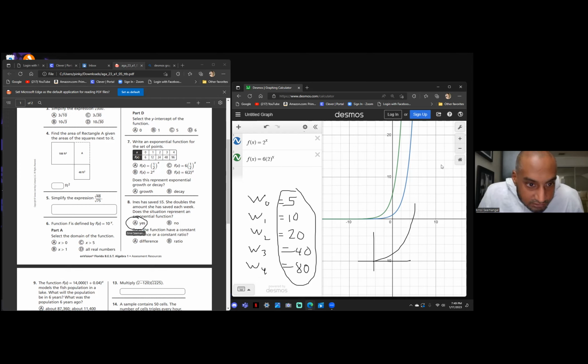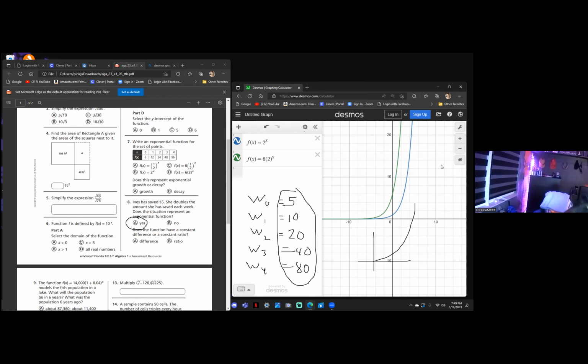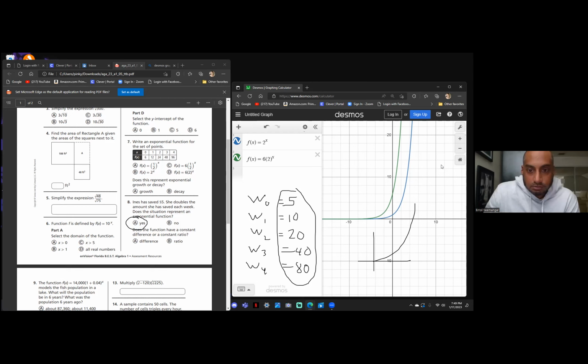Does the function have a constant difference or a constant ratio? Difference is subtraction, right? It's the ratio. What's the constant ratio? It's being doubled. Yeah, so we're going double, double, double, double. Ratio for that one.